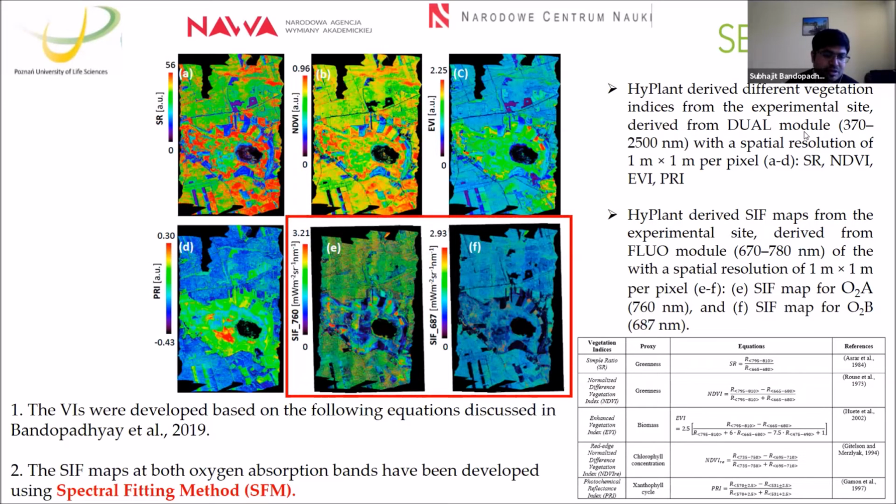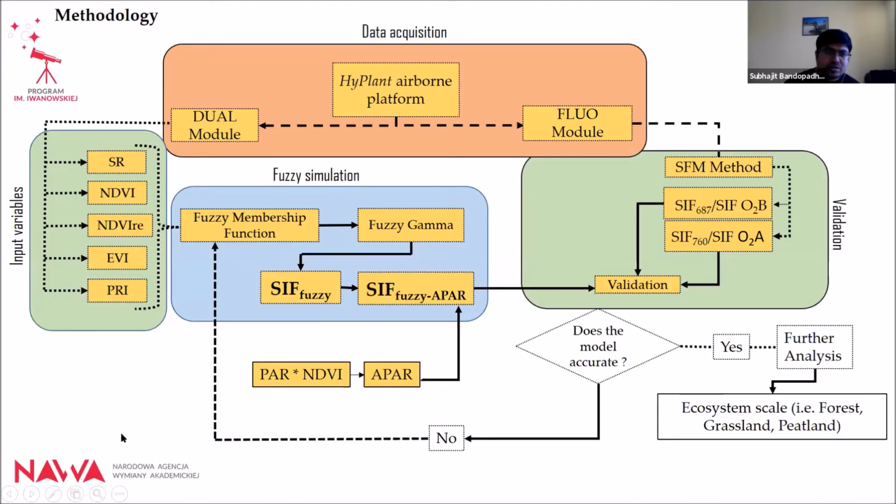So basically, we have used the spectral fitting method for deriving the fluorescence from the radiances. And here you can also see the simple formulas that we have used for calculating the vegetation indices for different parts, from simple ratio and NDVI, which is mostly covering the greenness part. The biomass has been covered by the EVI, chlorophyll concentrations with NDVI red edge, and xanthophyll cycles have been covered mostly by the PRI index. So yeah.